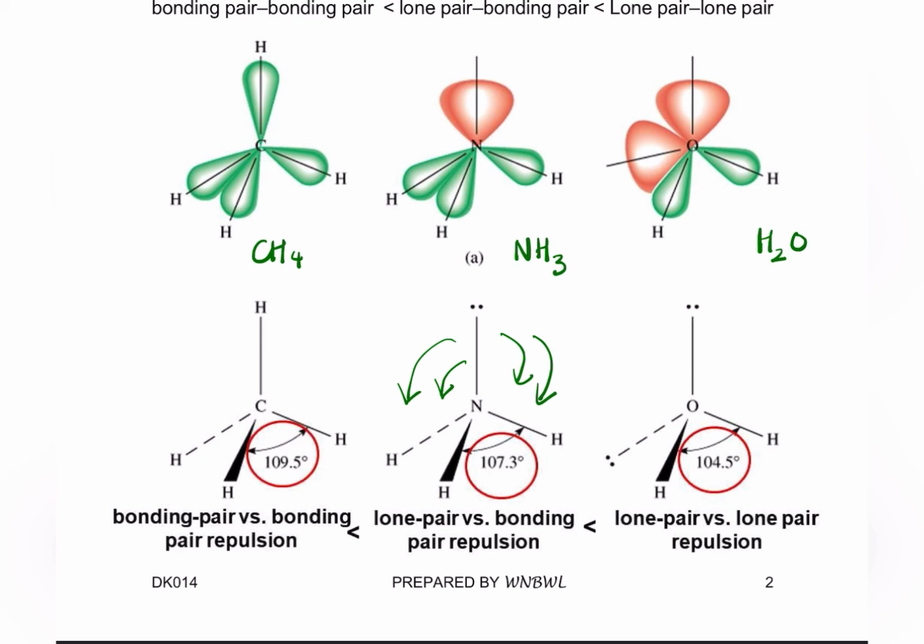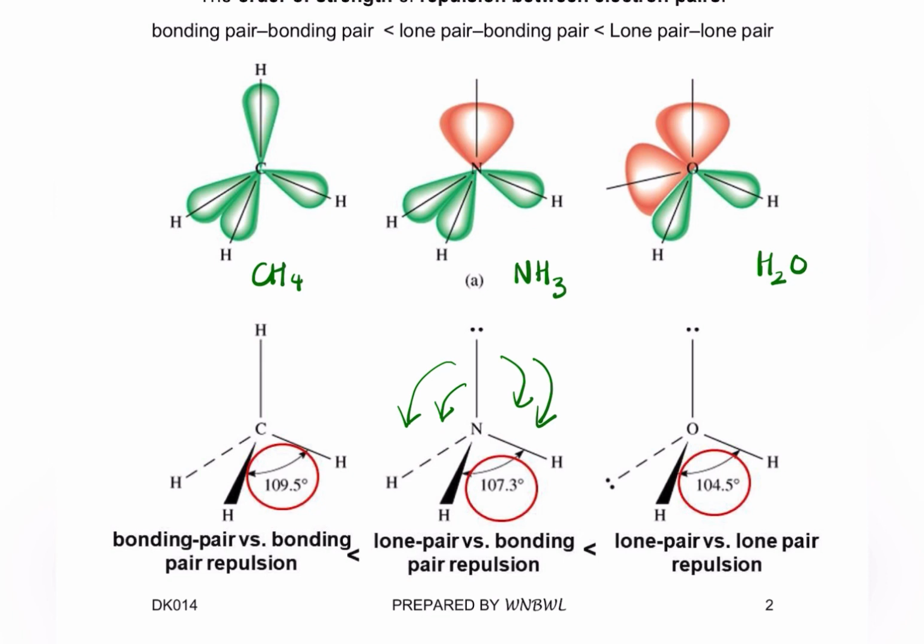And the same case for H2O, bilangan lone pair dia makin bertambah. So strength of lone pair dengan lone pair paling kuat di sini, dan apa yang terjadi, dia akan makin menolak. So that's why angle dia makin mengecil berbanding dengan NH3. So itulah yang dimaksudkan dengan strength of repulsion between electron pairs. Dan mesti ingat, angle hanya wujud antara bonding pair dengan bonding pair sahaja. Angle tidak wujud untuk lone pair dengan lone pair, tidak wujud untuk lone pair dengan bonding pair.